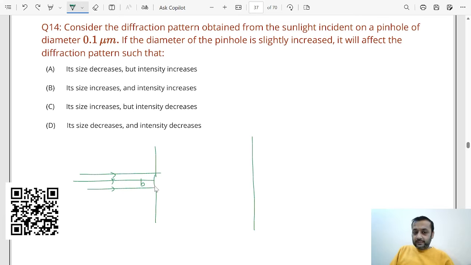Why? Because if you increase the hole size, then more and more light will fall, more and more photons will be able to cross this hole, and hence the intensity of the diffraction pattern will increase. So the answer will be, if you increase the diameter of the pinhole, then the size of the diffraction pattern will decrease, but the intensity will increase. Okay, that is the idea.